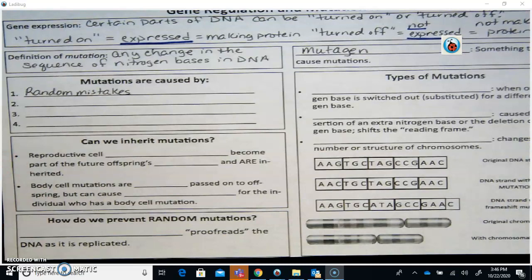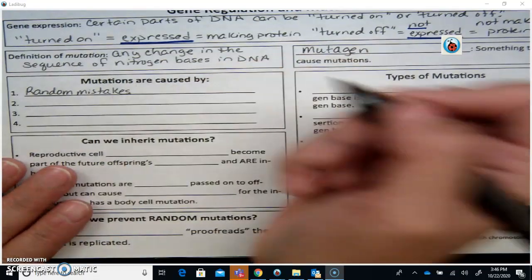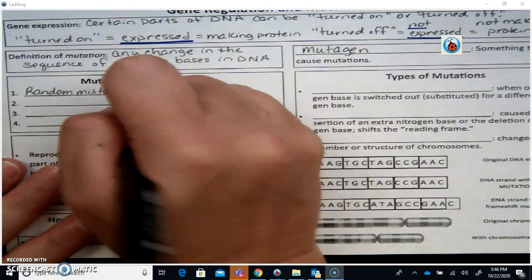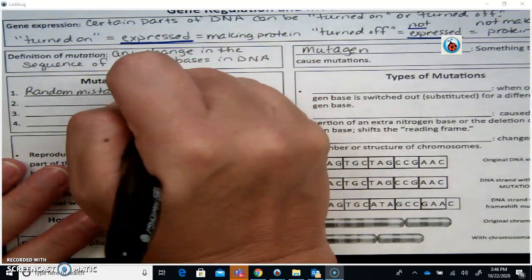There's supposed to be a T there, but it's a C. There's supposed to be an A there, but it's a G. Now, DNA does have a way to proofread itself. It almost has a built-in spell checker. We're going to talk about that in just a few minutes. So sometimes the mistakes are just random. We call these spontaneous mutations.